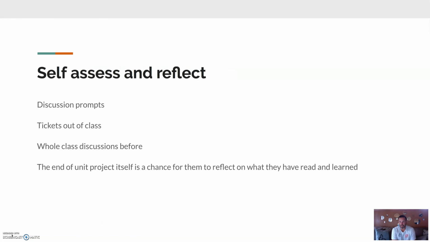Finally, self-assessments and reflections for them. There'll be discussion prompts that they can do, both verbal as well as a couple of online discussions. They're going to be doing some tickets out of class to make sure that they've understood what it is that they've read. And then, as I said before, that whole class discussion will be an opportunity for them to reflect on what it is that they know and don't know, and to assess how they're doing as far as being ready to write that script. And then the end of the unit project itself is a chance for them to reflect on what they've read and learned.